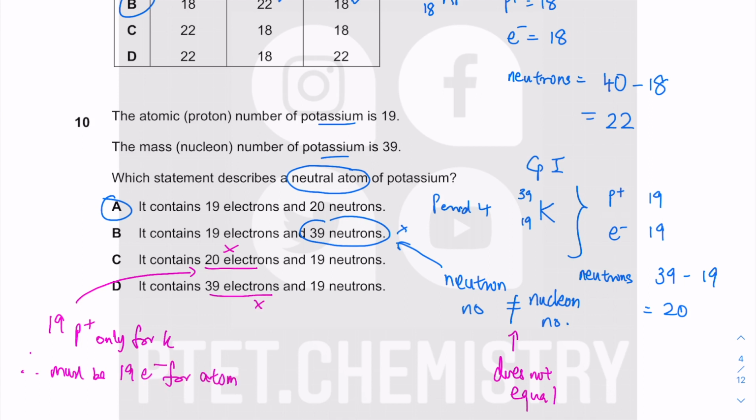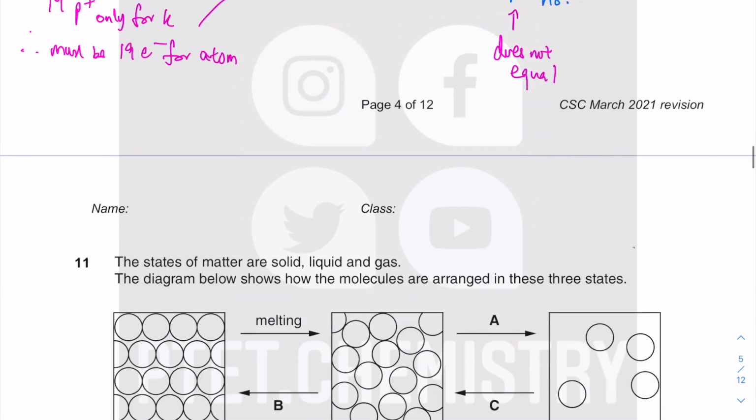39 electron is also wrong for the same reason. Okay, so be very careful. And of course, the number of neutron is as well wrong because the atomic or the proton number does not tell you the number of neutron. It tells you the number of protons in the nucleus of an atom. I hope you know this by now. That is in your syllabus. Okay, you are expected to be able to define it.